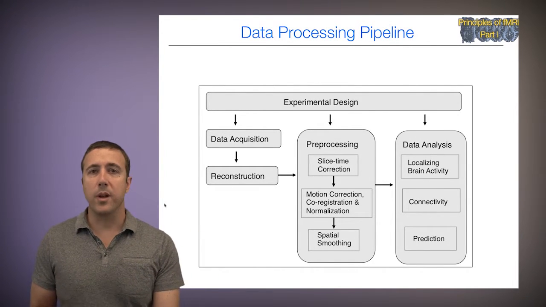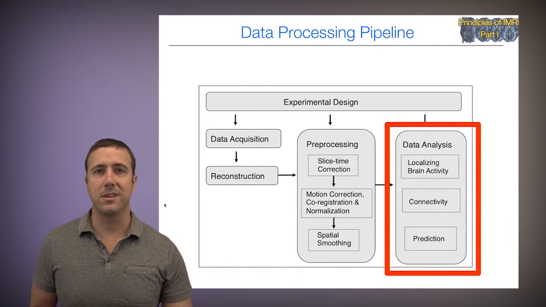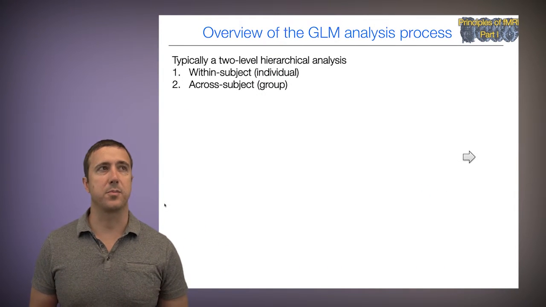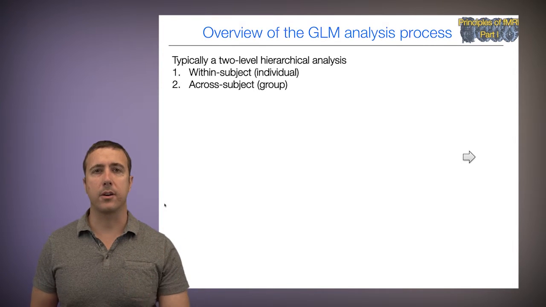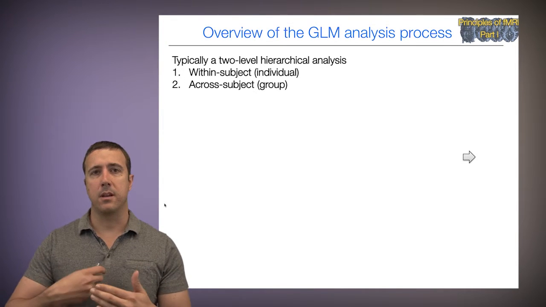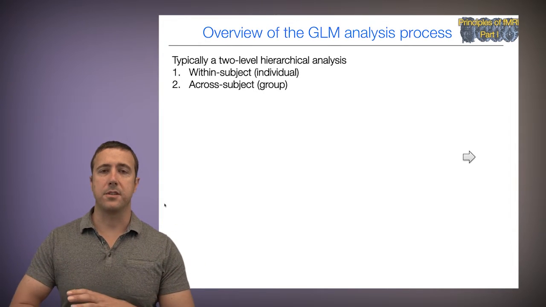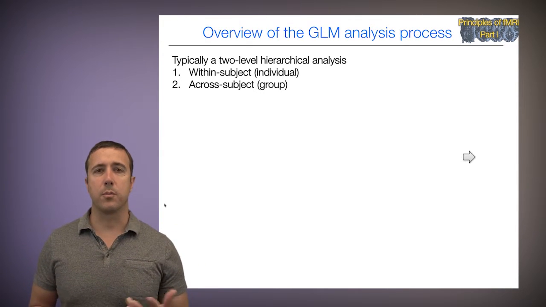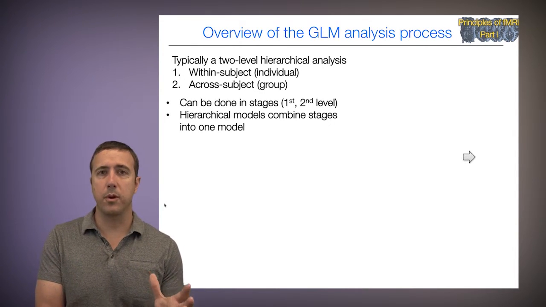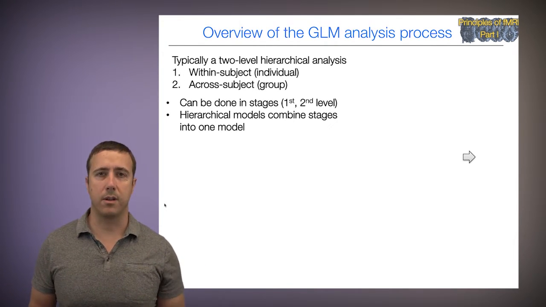So in terms of situating us and where we are in the whole process, we are here in the data analysis portion. And to give you a little bit more detailed view, an overview of the GLM analysis process, it's typically a two-level hierarchical analysis, and we analyze within subject effects in an individual by individual case. That's the first level. And secondly, we do analyses across subjects or across groups in a group analysis or second level analysis. We can do this in stages, and that's one approach, a common approach. Also, hierarchical models combine both those levels into one integrated model.